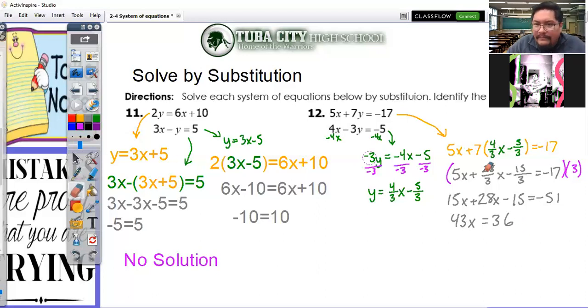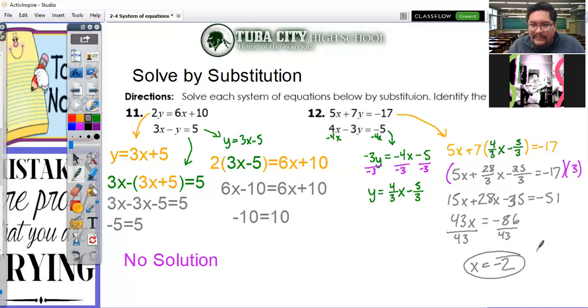No, wait, hold on a minute there. This is supposed to be 35. 7 times 5 is 35. That would make this 35. And 51 minus 35, they'd both be negative. And divide both sides by 43. X equals negative 2. All right, hopefully that works.